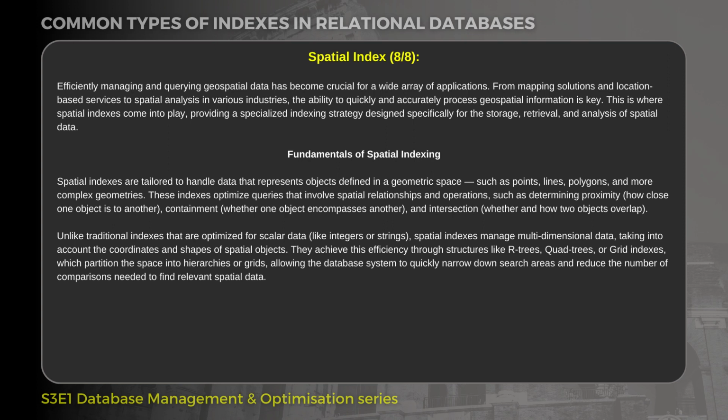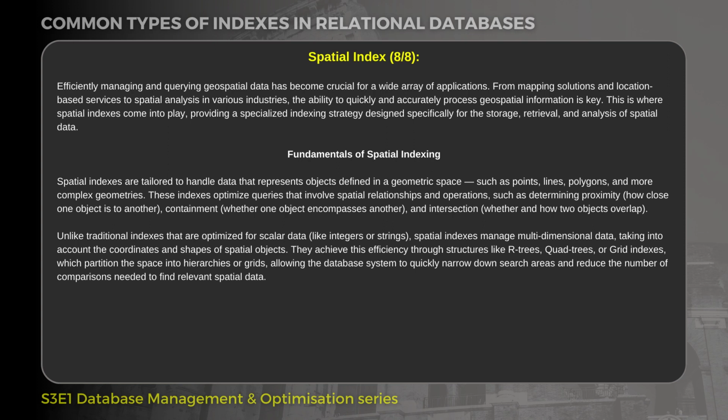Fundamentals of spatial indexing. Spatial indexes are tailored to handle data that represents objects defined in a geometric space, such as points, lines, polygons, and more complex geometries. These indexes optimize queries that involve spatial relationships and operations, such as determining proximity, how close one object is to another, containment, whether one object encompasses another, and intersection, whether and how two objects overlap.